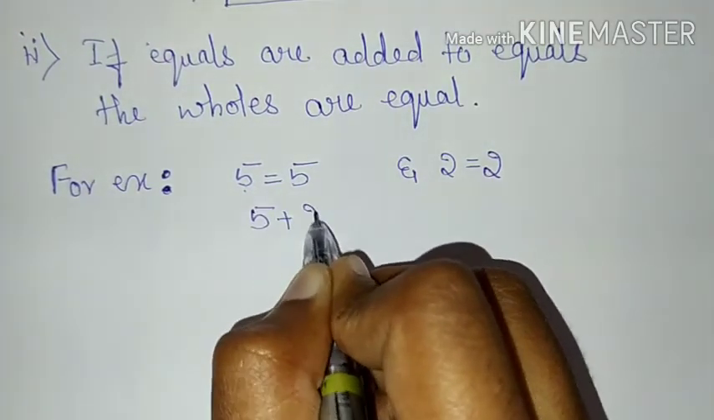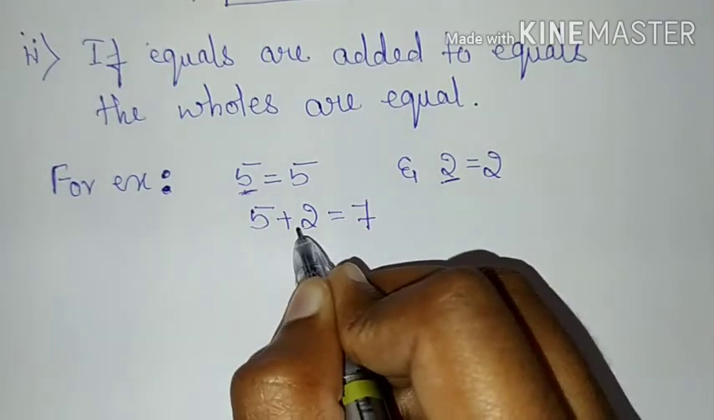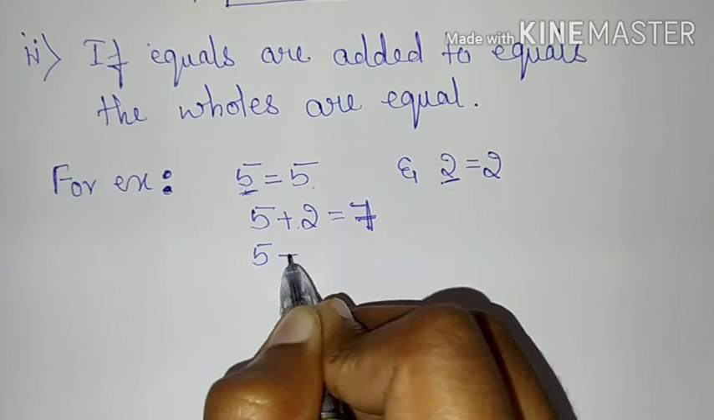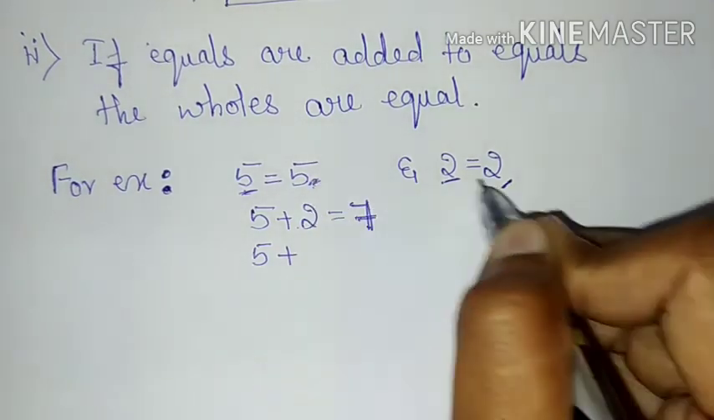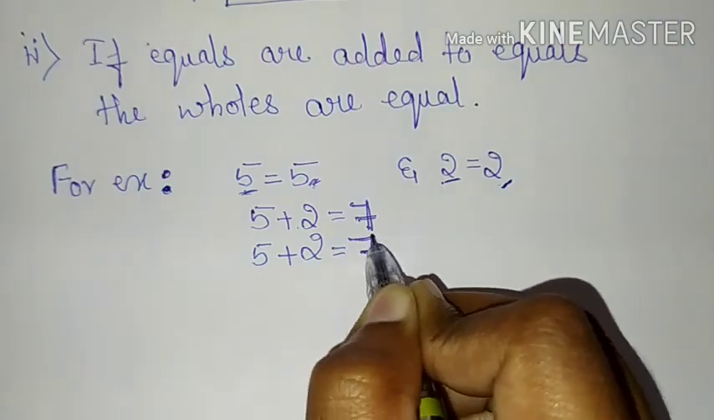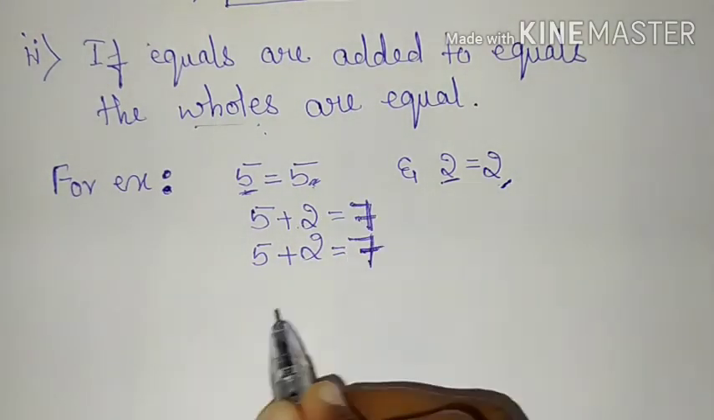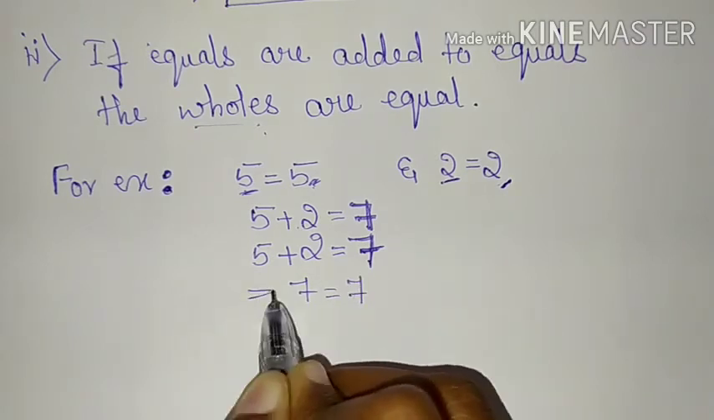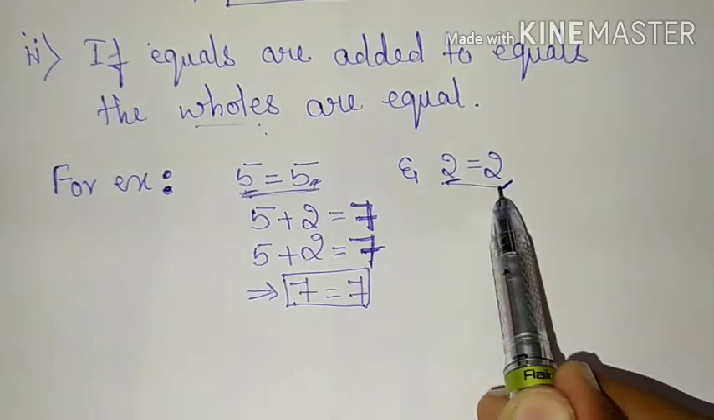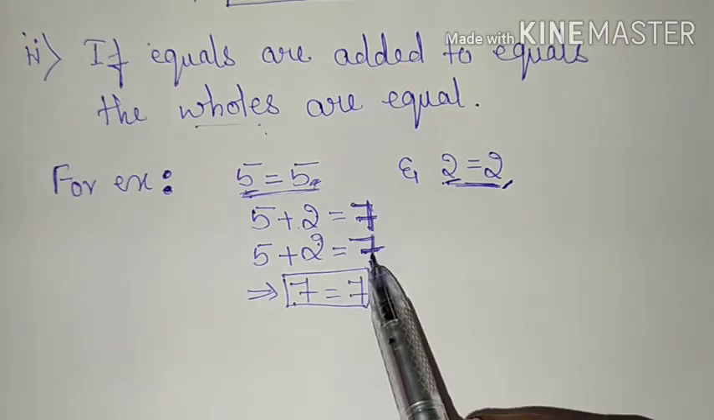5 plus 2 is equal to 7, right? The first 5 and the first 2. After adding them, I got the whole to be 7. Similarly, the second 5 plus the second 2. What will I get once again? The whole, or the sum, is once again 7. Here, whole means sum. Alright. So, 7 is equal to 7. In the end, we get 7 is equal to 7. So, if the equals are added, then the wholes will be equal.